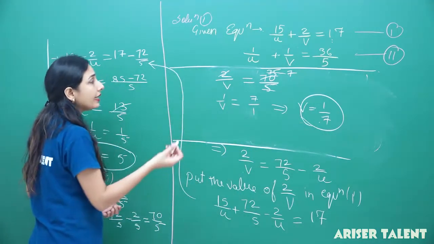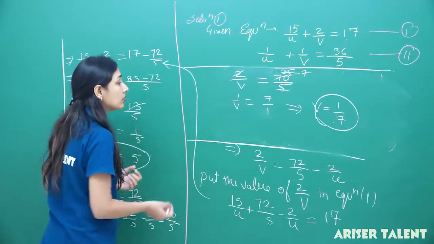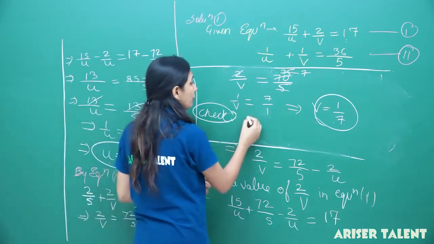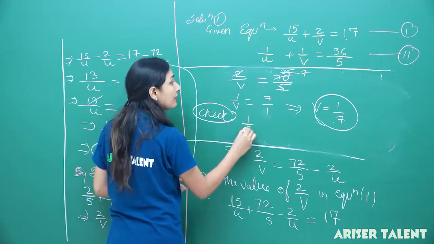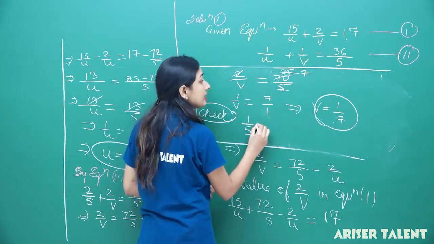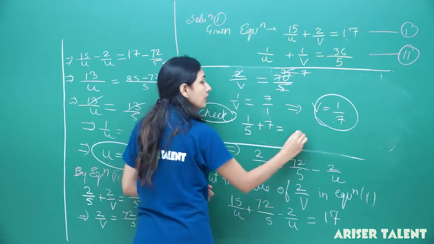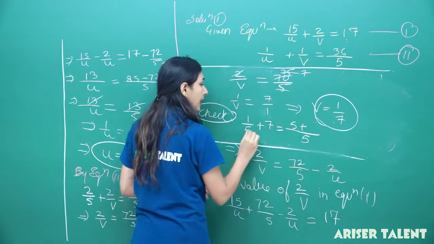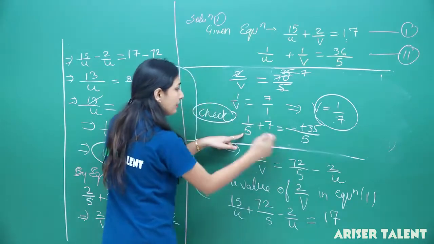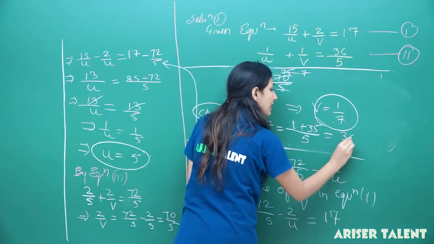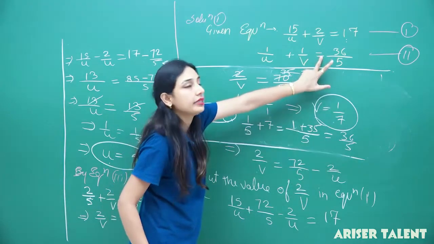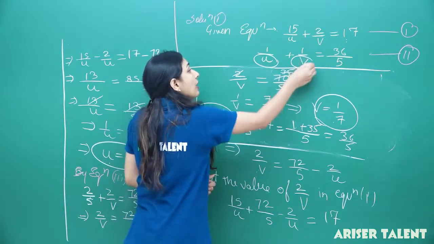Right? Now, how can I tell that this value is true? We will be having a check. Now, in this check, we will be putting simply the value of 1 by V. Now, 1 by U's value is 5, I have calculated. 1 by V is equals to 7, right. So, 7 that will equal to 5 here, 1 here. Okay, 5 ones are 5 and 7 is 35 and 1 is 36 by 5. Now, look here, this is also 36 by 5. Here 36 by 5, here 36 by 5. So, I have put the right values of V and U.